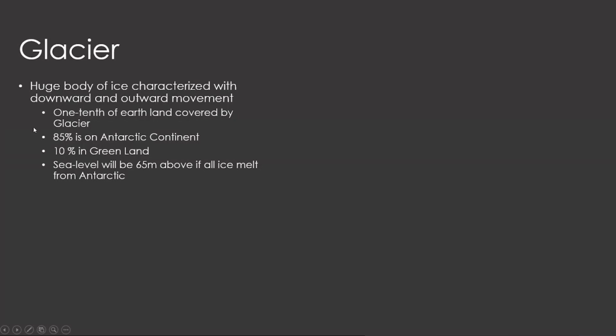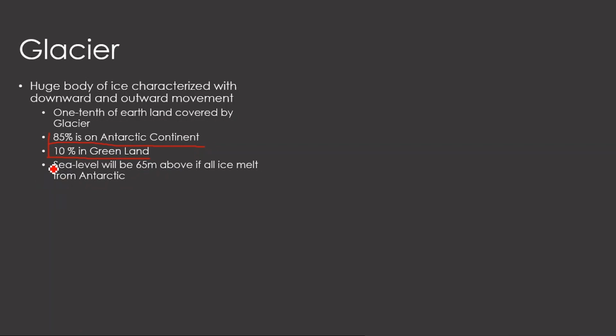And if you see the percentage of glaciers covering our land surface, it comes around 1/10 of the total land surface on the earth, which is covered by glaciers. And out of this 1/10, around 85 percent is in the Antarctic continent, and 10 percent covers Greenland and the polar regions of our earth.